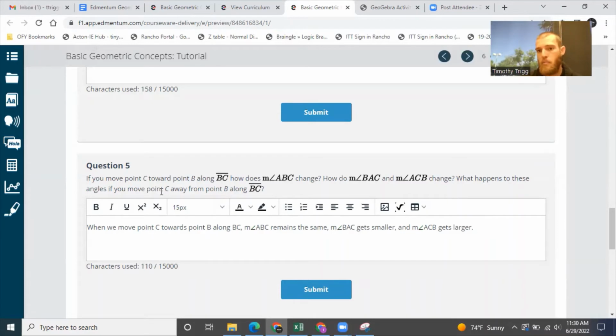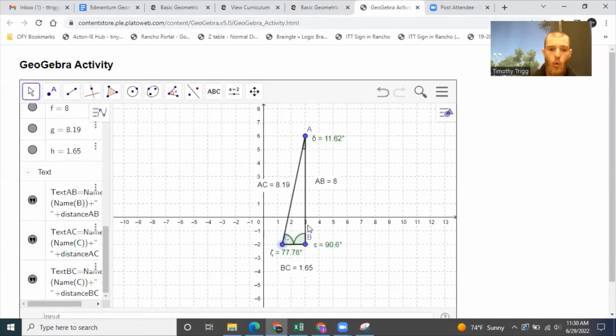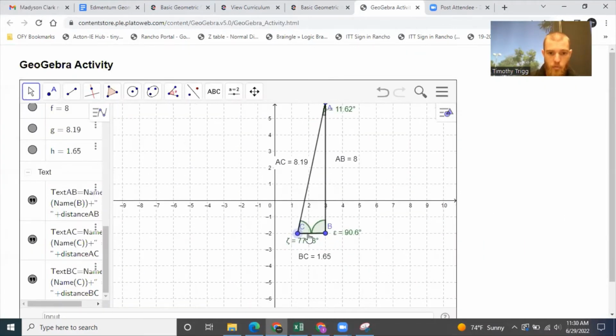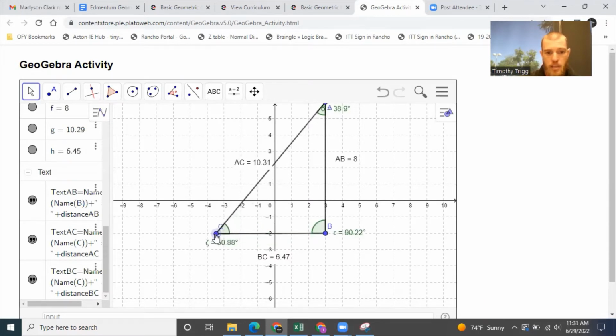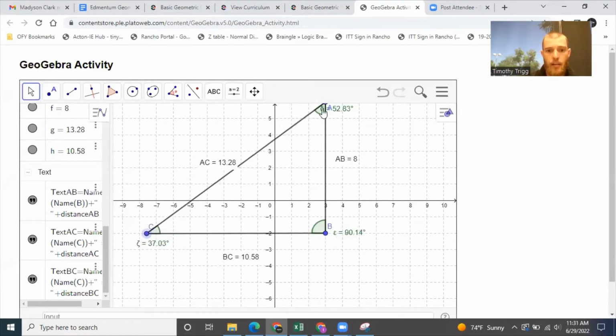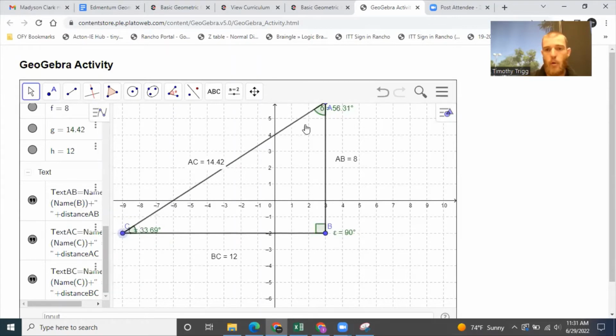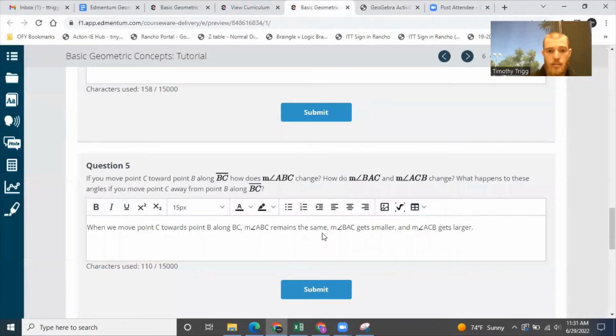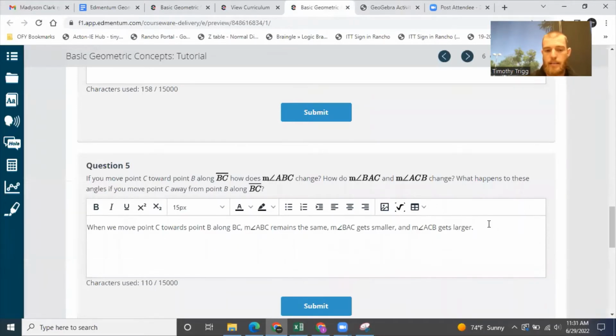Now what happens if we move point C away from point B? So we're moving point C away from point B. Notice angle B remains the same. Angle C gets smaller and smaller. And angle A up here gets larger and larger, right? So I want you to state those concepts in the next sentence, okay?